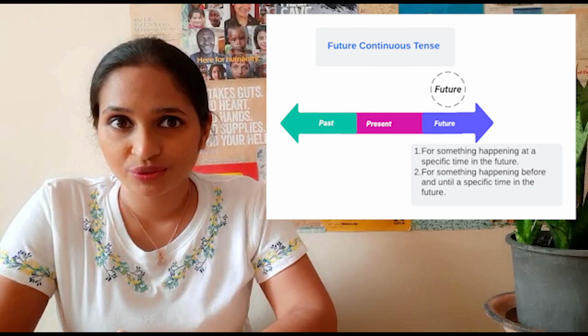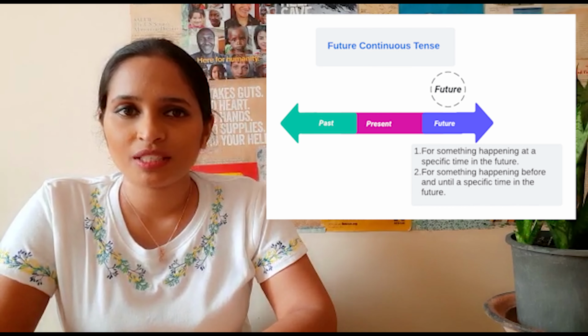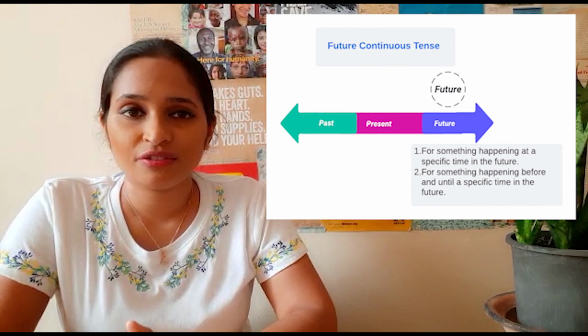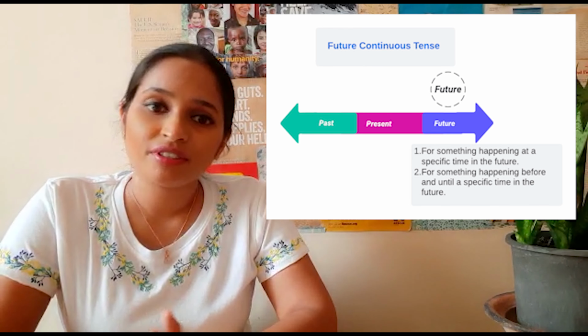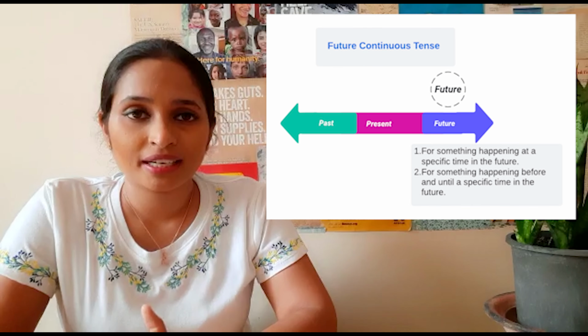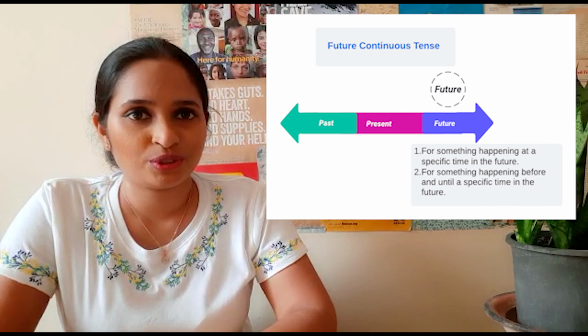The third tense that we are going to learn is the future continuous tense. Just like the past continuous tense, we use the future continuous tense for something happening at a specific time in the future, or for something happening before and until a specific time in the future. Let's see how we can use the future continuous tense to talk about something that will continue to happen at a specific time in the future.